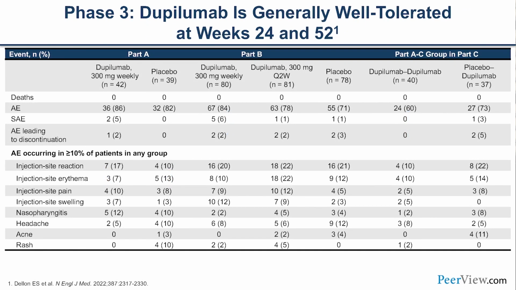Overall, dupilumab was generally well tolerated at both weeks 24 and 52 in the phase 3 study. No new signals were developed in the safety profile from what was previously known for the other indications under study. The most common adverse events were injection site reactions: injection site erythema, injection site pain, and injection site swelling. There was only one medication-related serious adverse event in the study that was thought due to dupilumab. So in general, quite well tolerated up to 52 weeks in patients with EoE.